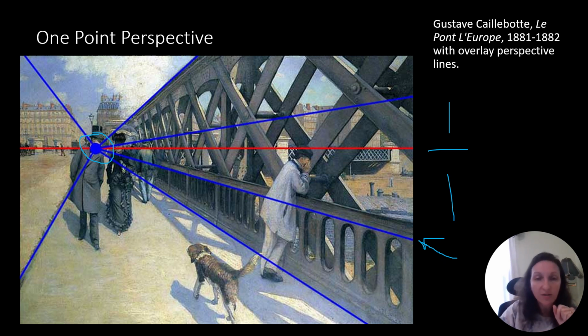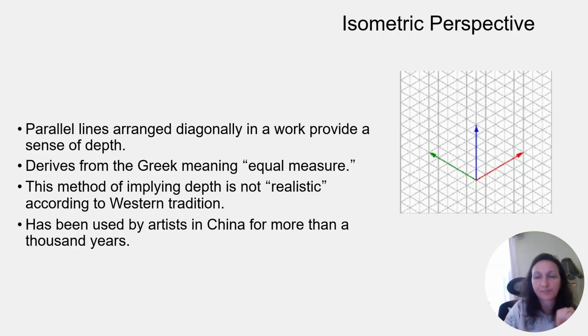So even the shadows are in perspective here, right, as they are converging back on that. So that's just an example of one-point perspective. And there are many other examples, but we're going to keep marching on for time.